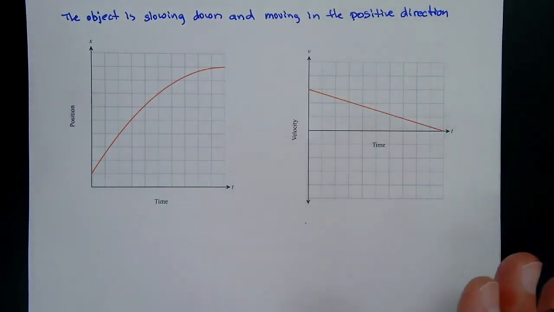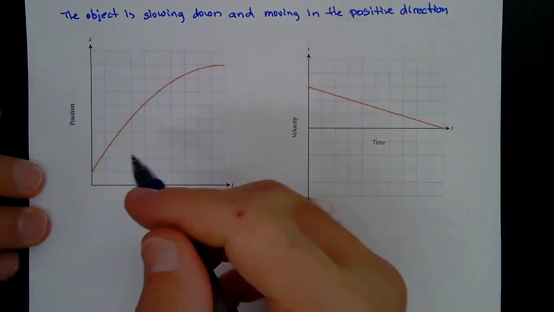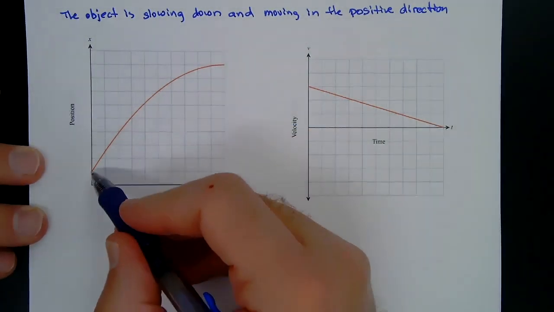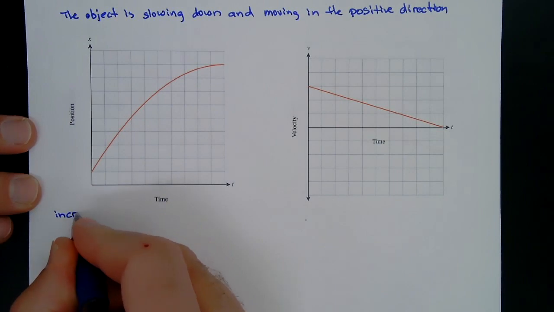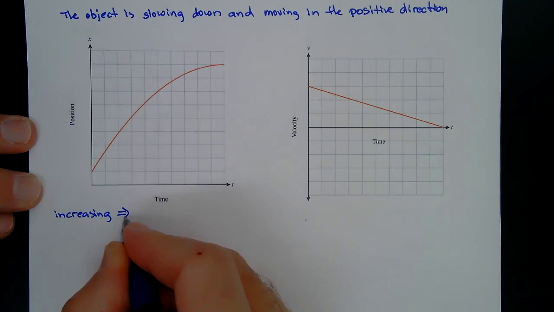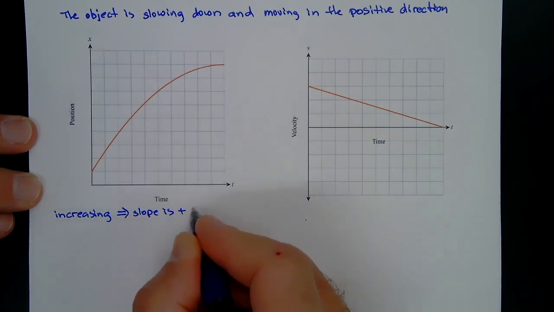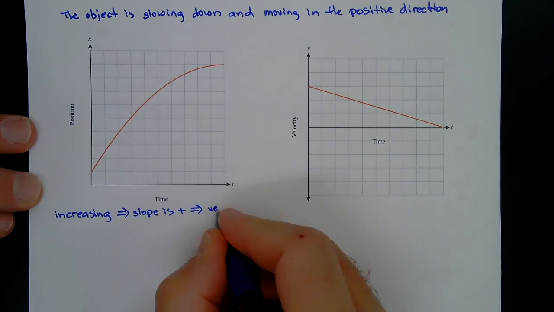Okay, so how do I know that, right? How am I looking at this and I know that? Well, I'm looking at this and I can tell that this is increasing, all right? Which if it's increasing, that would tell me the slope is positive. Which since the slope is positive and we're looking at a position time graph, that slope is velocity. So the velocity is positive.